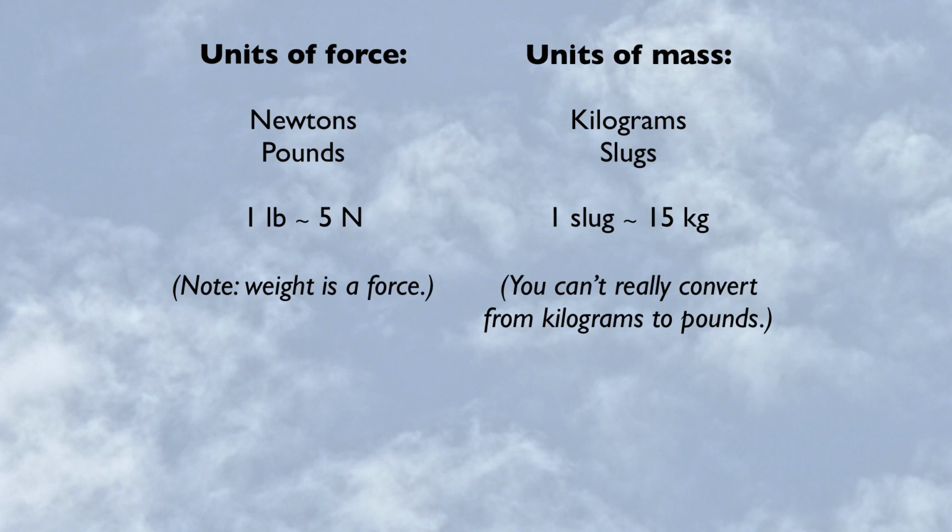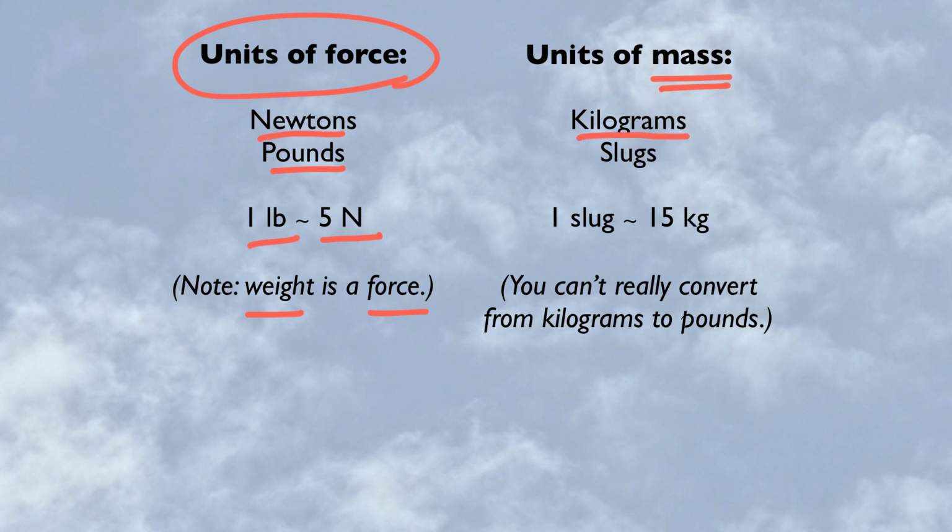Now, just a quick reminder, the units of force that we're going to use are newtons. And it turns out a pound is also a unit of force. And a pound is equal to about 5 newtons. And when you step on a scale, you measure your weight in pounds, but weight is a force. You can't directly convert between a weight and a mass, okay? Weight is a force. Mass is a different thing. A kilogram is a unit of mass. A pound is not. A pound as a unit of weight is a unit of force. You really can't convert kilograms to pounds. The unit of mass in the English system is the slug, which is kind of awesome. You can read more about this in chapter 4.